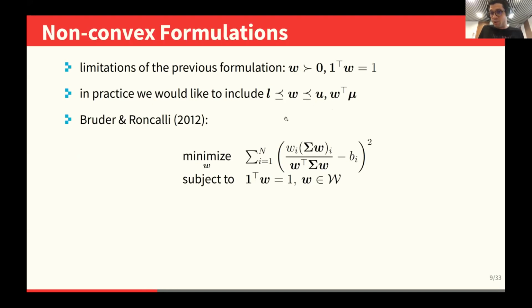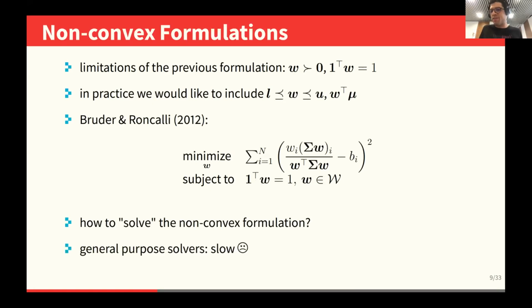But then in 2012, these two researchers proposed this non-convex problem, so that you can include additional constraints and additional objectives. But there is a problem, right? How do we solve this non-convex formulation? It gets tricky. Well, one way is just to use general solvers, right? Everyone knows how to use the minimize function from SciPy, or how our professor likes to call it, the SciPy library. So everyone knows how to use that.